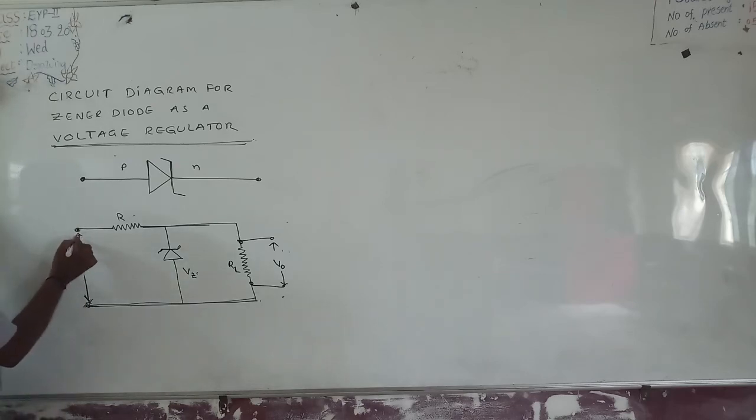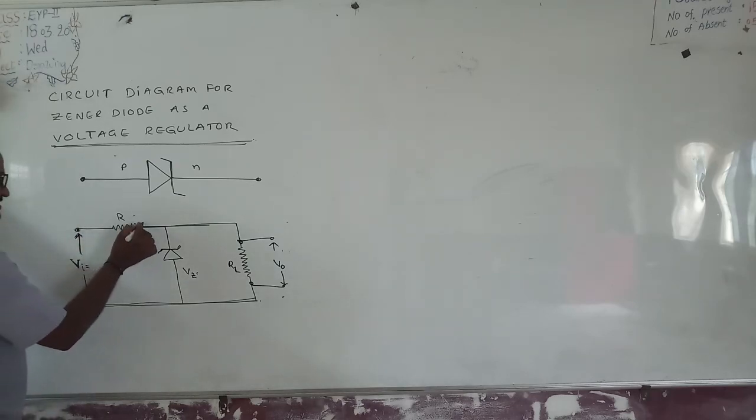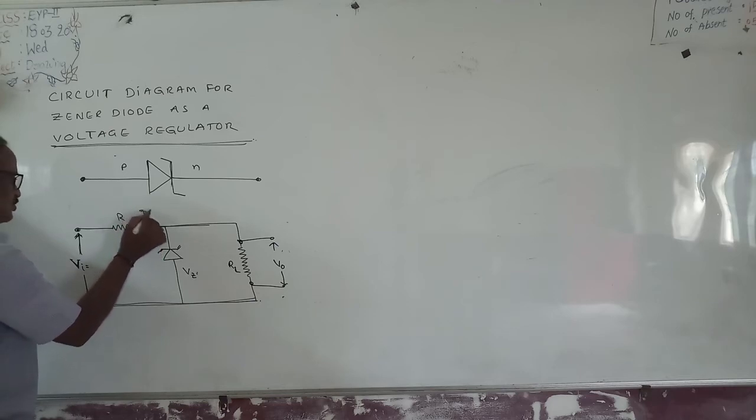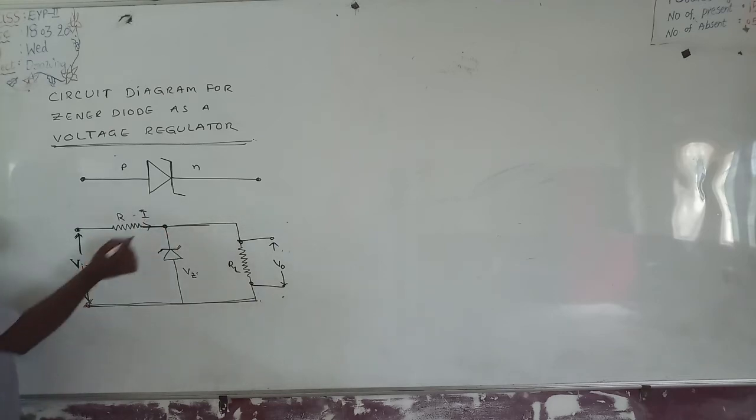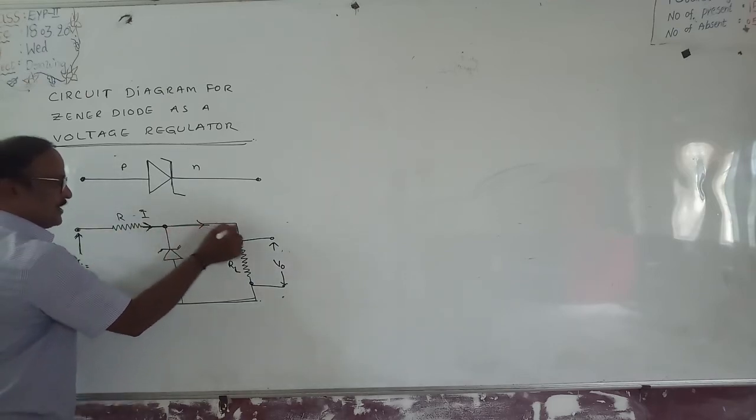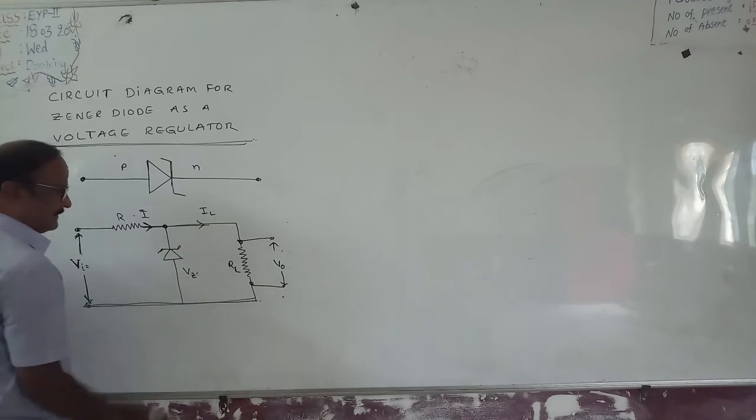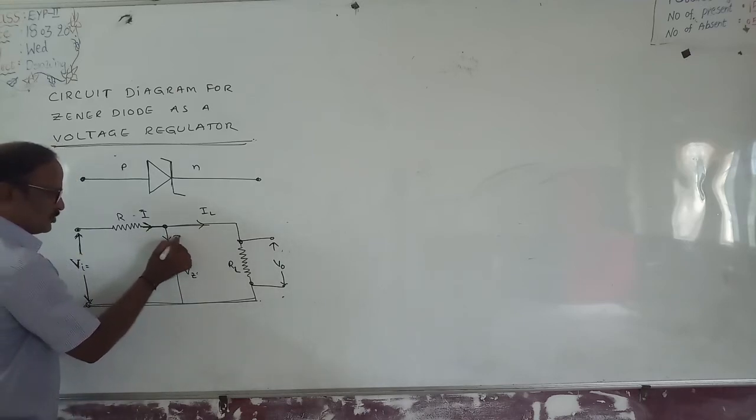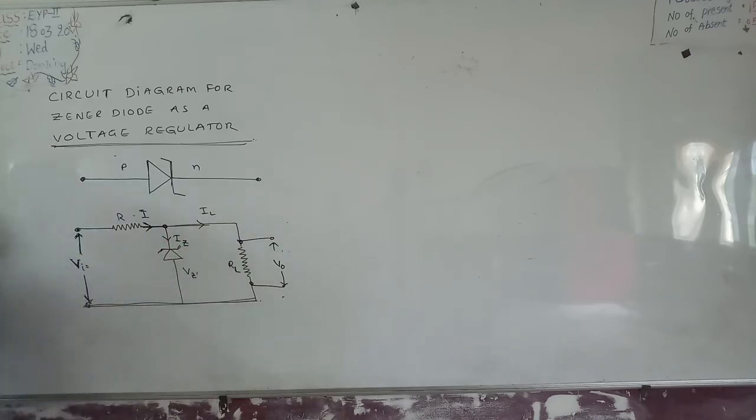Let the total current coming from the source be I. This total current, at this junction, is divided into two parts. A part of the current flows through the load resistance, which is represented by IL. The remaining current passes through the Zener, which is IZ, where IL is the load current, IZ is the Zener current, and I is the total current coming from the source. Observe, the series resistance must have a particular value depending upon the output.